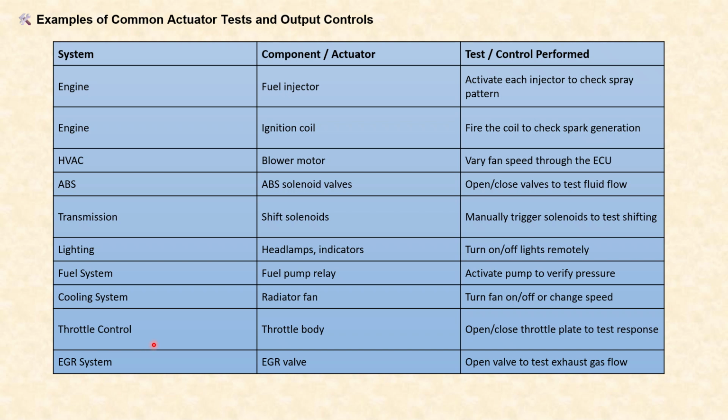And when it comes to throttle control, the throttle body is the component, and you perform the test by opening and closing the throttle plate to test the response. The response time should be as low as possible. And when it comes to the EGR system, the EGR valve: open the valve to test exhaust gas flow.